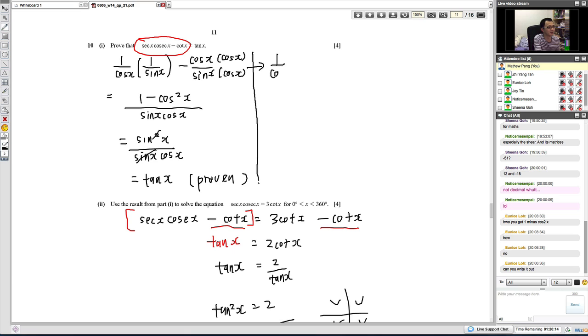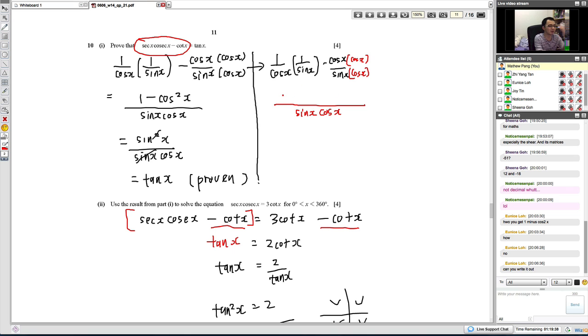So this is 1 over cos x. This is 1 over sine x, and then minus cos x over sine x, because this is cotangent. So we have cos x over sine x, right? So what I will do here is I multiply cos x for both sides. So I will multiply cos x here, and I multiply cos x here. Then what I do next is, the bottom is sine x cos x, sine x cos x, they are the same thing, right? So I write sine x cos x.